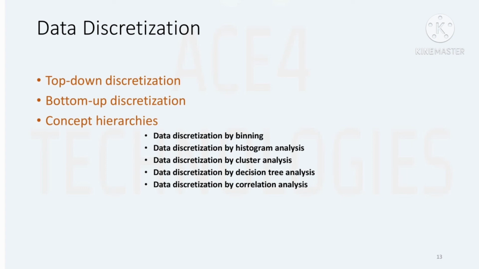The next task in data preprocessing is data discretization. Data discretization techniques can be used to divide the range of a continuous attribute into intervals. Numerous continuous attribute values are replaced by small interval labels. Now we have two types of discretization methods. One is top-down discretization, another is bottom-up discretization.